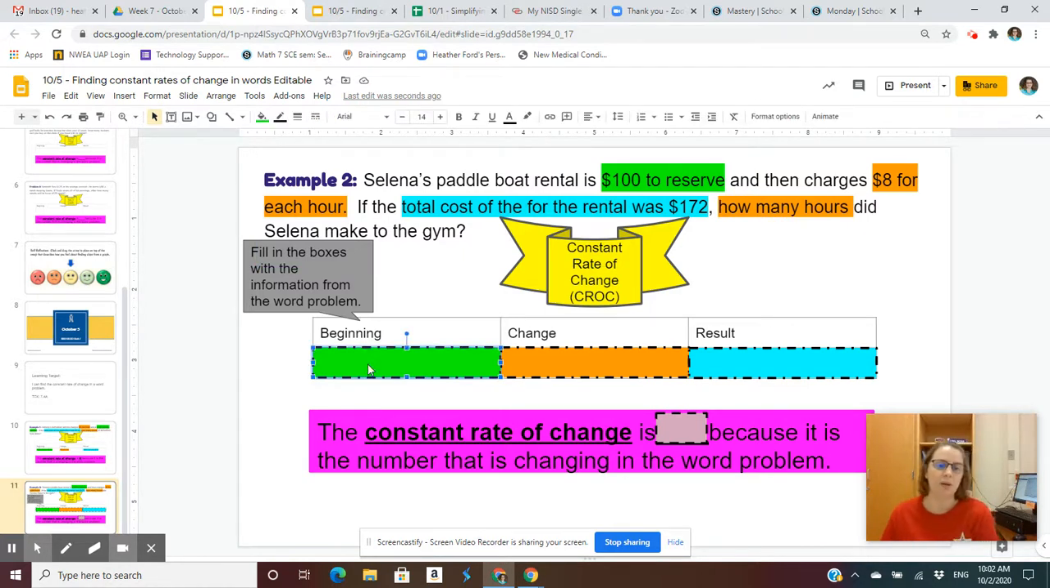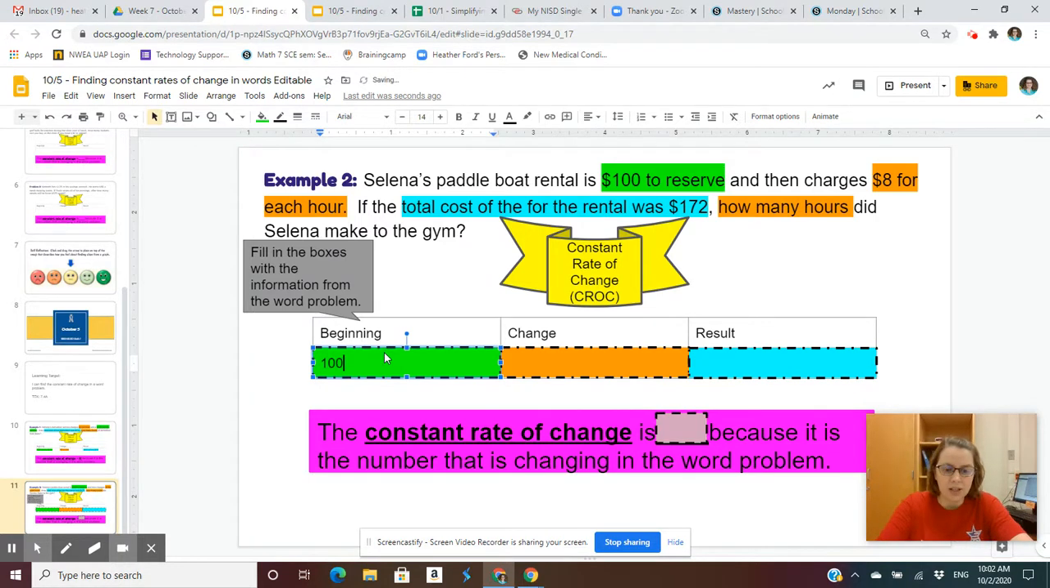So here we go. For beginning, we're going to write 100 to reserve. Okay, then we're going to write 8 for each hour, and we're going to write total cost 172. Now, look at what you've got. Constant rate of change is the change, 8 for each hour. So our constant rate of change is the number 8.